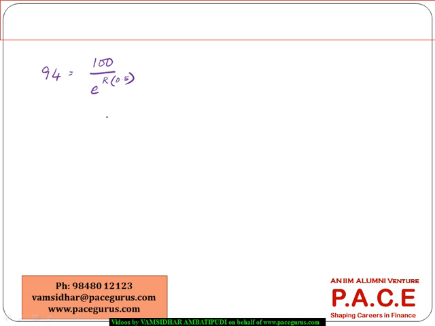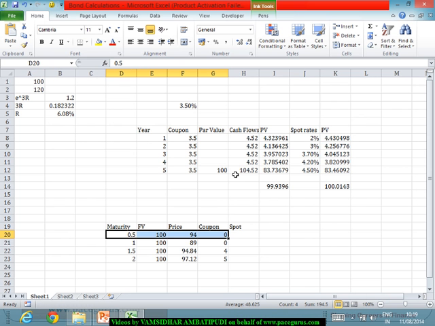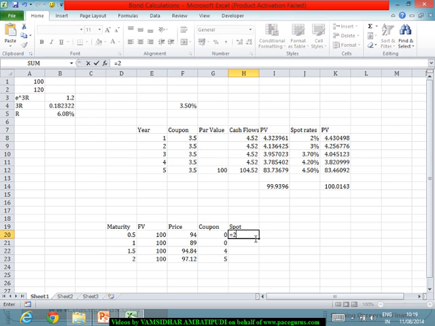So based on this, I can compute e^(0.5R) is working out to 100 by 94, and 0.5R will become the logarithm of 100 by 94, and R will become twice the logarithm of 100 by 94. So from here I can find this spot rate, twice the logarithm of 100 by 94. This is what will become 12.37%, the 0.5 year spot rate, the half year spot.